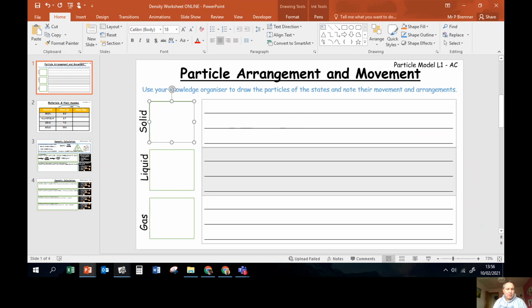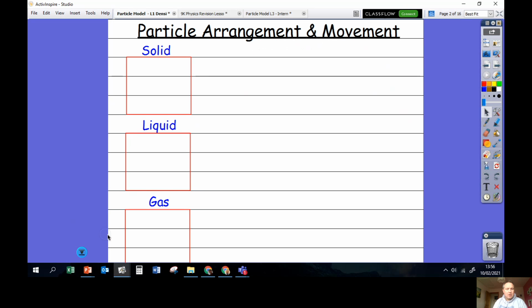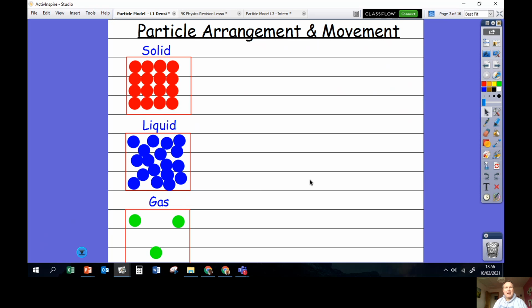The first thing I want us to do is to draw a picture of what the particles look like in a solid, a liquid, and a gas. Let's see what they should look like. Add these to your worksheet. When you draw the particles in a solid, they should be arranged in a regular pattern, like rows. The particles should be touching each other or very close. The particles should all be the same size.